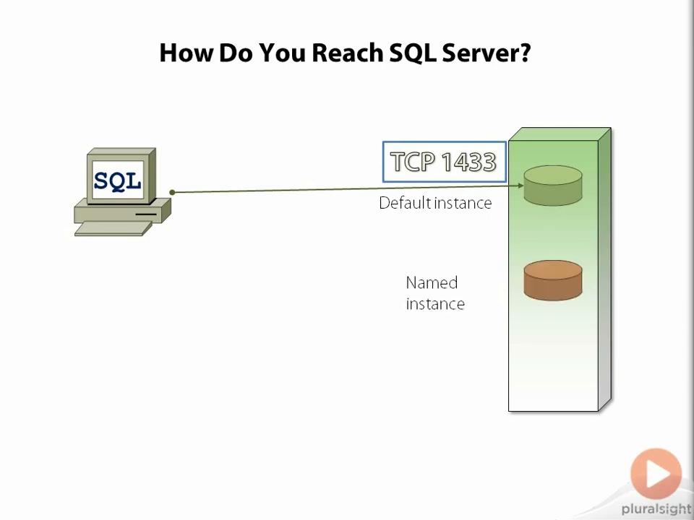You can install a named instance on a server which already has a default instance, or you can install many named instances. So of course, each of them has to listen to another TCP port, not the 1433, which is already used here by our default instance. So how can we reach it?